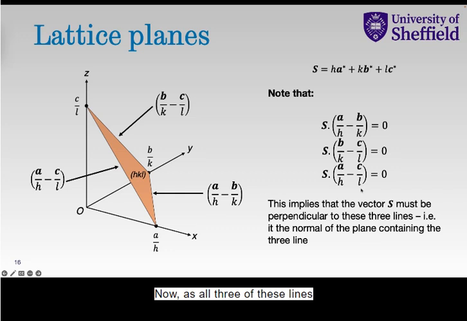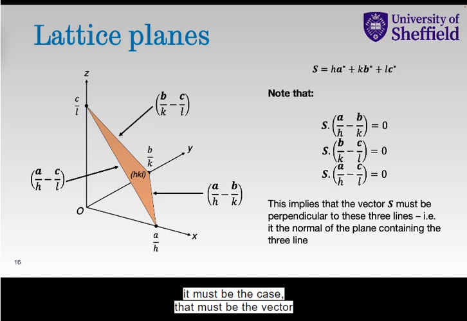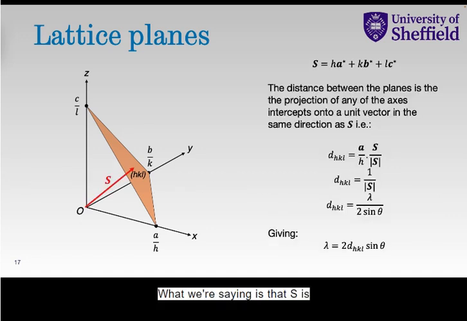Now, as all three of these lines together therefore define a plane, it must be the case that S must be the vector that is perpendicular to that plane. So what we're saying is that S is therefore perpendicular to that plane. So the scattering vector S is perpendicular to the plane of the HKL plane that it defines.